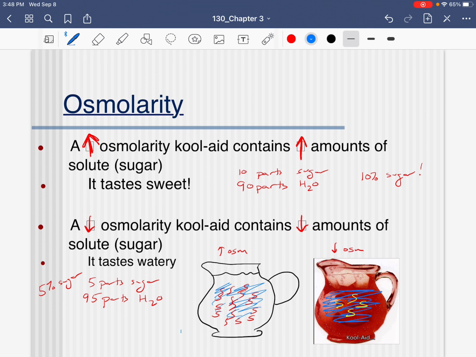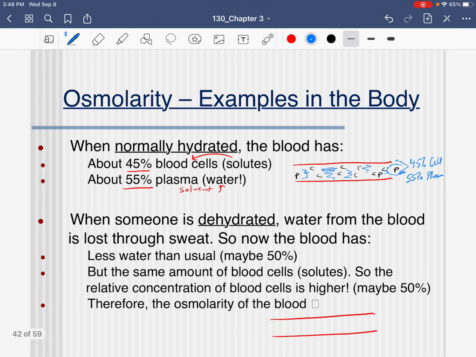solute. So in our first example, we increased the solute. We added more solute. The water stayed the same, but we added more sugar, so it made it taste sweeter, higher osmolarity. In this example, we lowered the solute. We put less sugar into the same amount of water, which means it was a lower osmolarity and it tasted more watery. So one way to alter osmolarity is to increase or decrease the amount of solute.